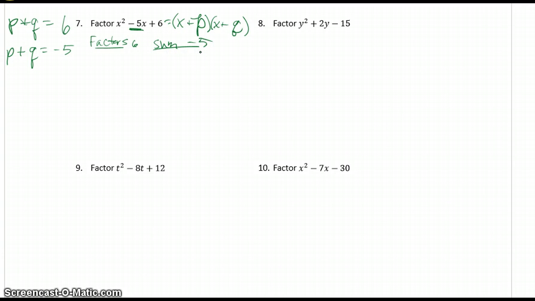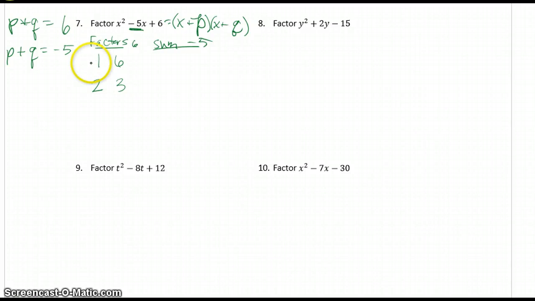So starting with our factors of 6, I always like to start with 1. We have 1 times 6. What else gives us 6 when we multiply it together? 3 and 2. 2 times 3. But we have to sum to a negative number here. So what do you think we have to do with our factors? Make one of them negative.